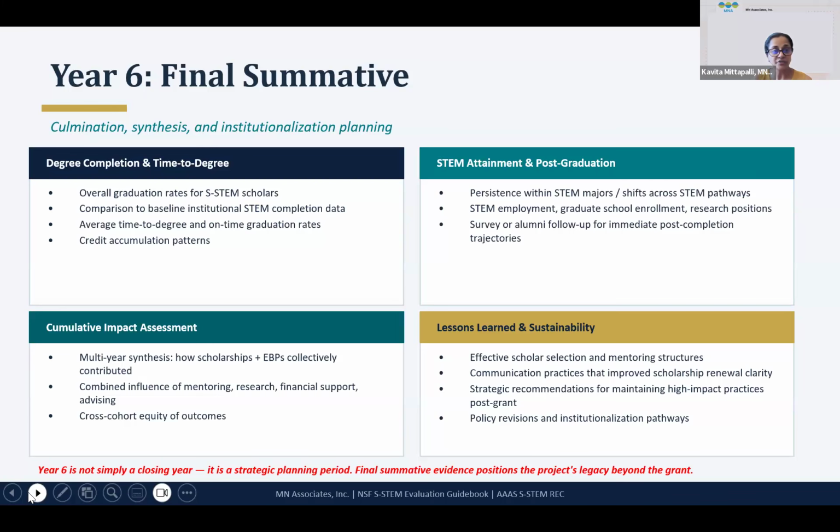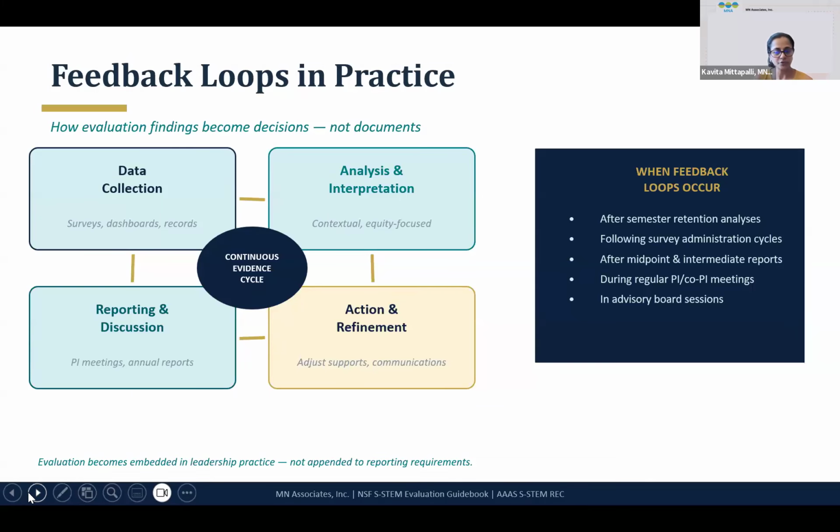Next slide, please. I know I'm rushing a little bit because we are almost close to the end, and I want to leave some time for questions. So feedback loops in practice, right? We already talked about this a lot. So evaluation findings, again, should not sit in a shared drive. The 4-step cycle on this slide really is data collection, analysis, interpretation, reporting and discussion, action, and refinement. They should occur throughout the project and not just at the annual reporting time.